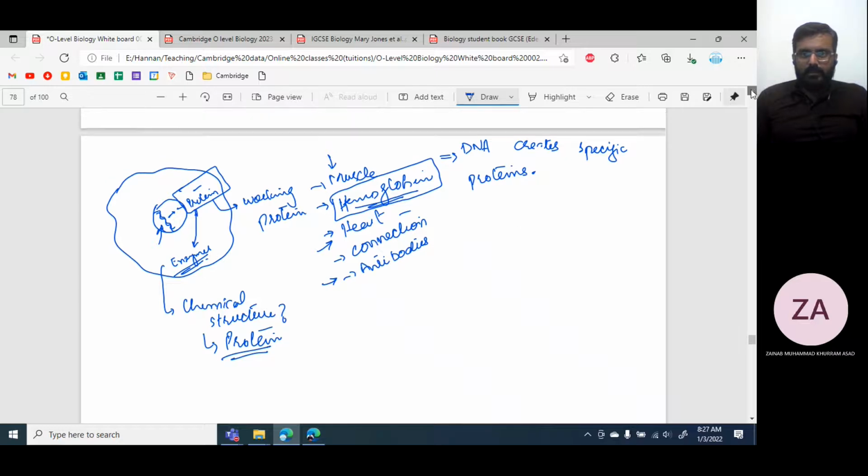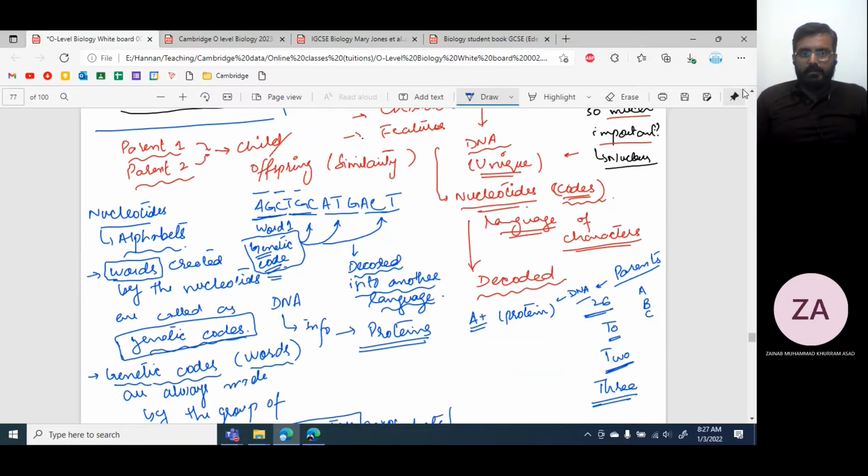Now, from here we got a little idea that there is a specific thing known as nucleotides, which is also the language of characters that has been sent to us by our parents, and that language would be decoded, converted into the form of suitable language for our body, and that suitable language is the proteins.